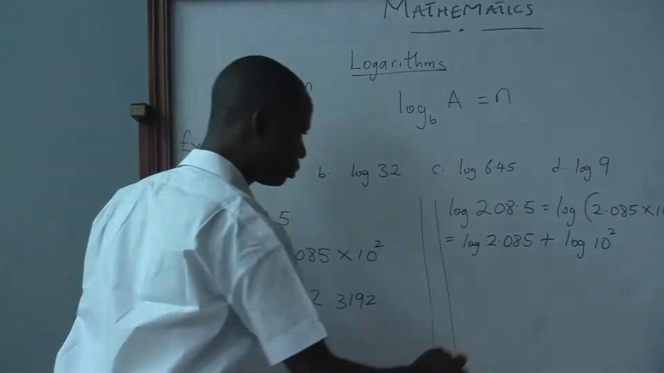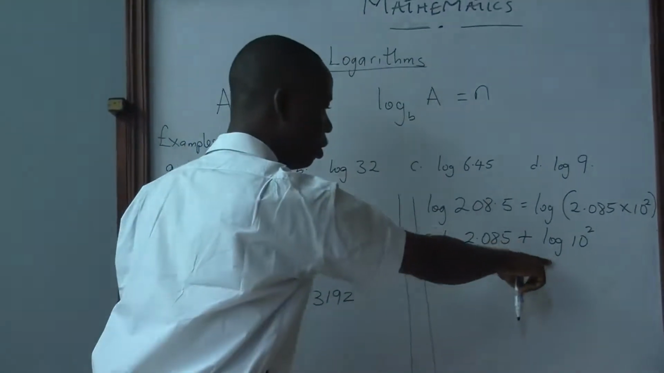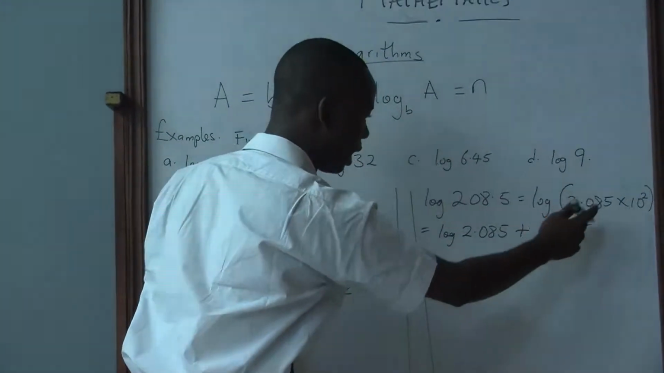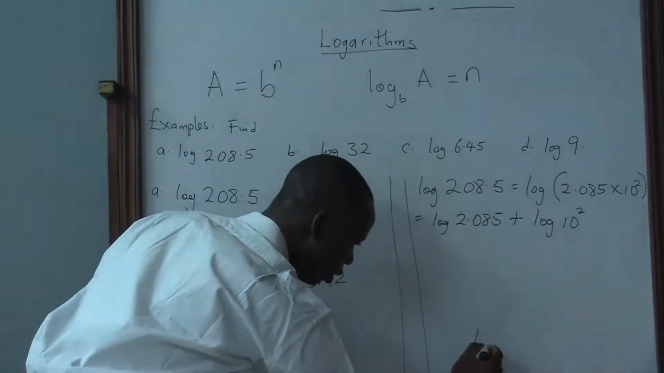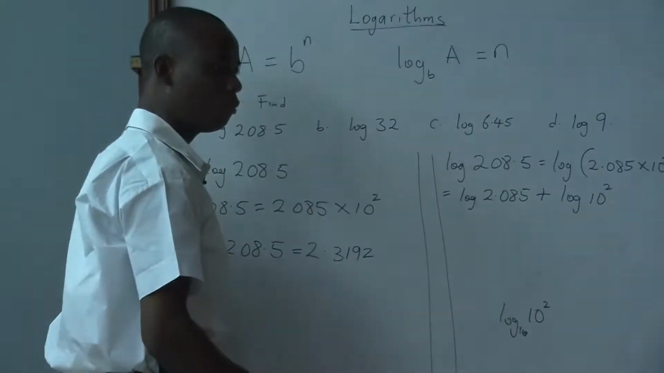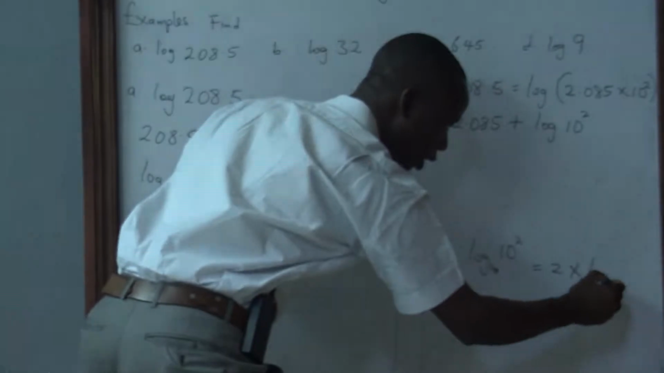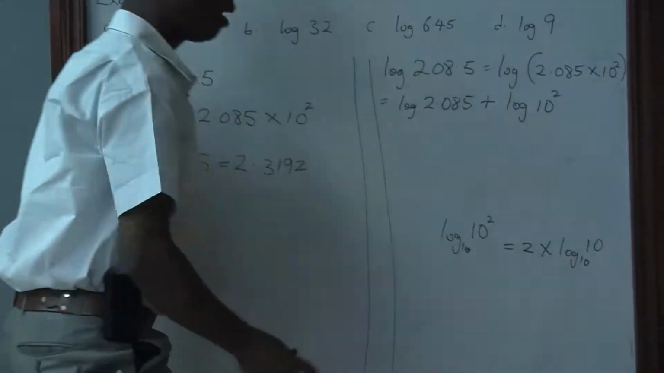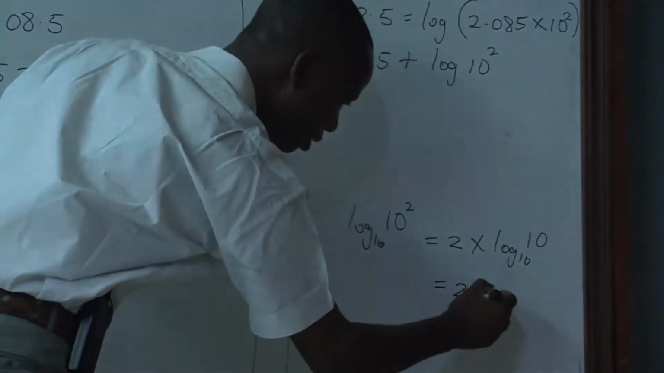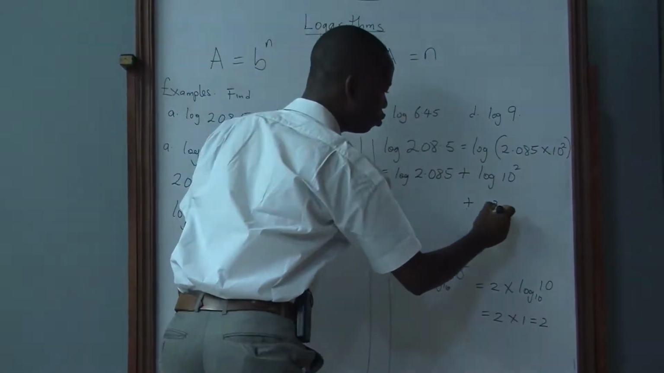Beautiful. Now, you know that this common log is in base 10. Let's quickly look at what this will be. If that log is in base 10, log of 10 raised to the power of 2, using the law of logarithm that we have studied earlier, this will equal 2 times log 10 in base 10. And what will log 10 in base 10 equal? 1. So what we have here will equal 2 times 1, which equals 2. So the whole of this will equal 2.